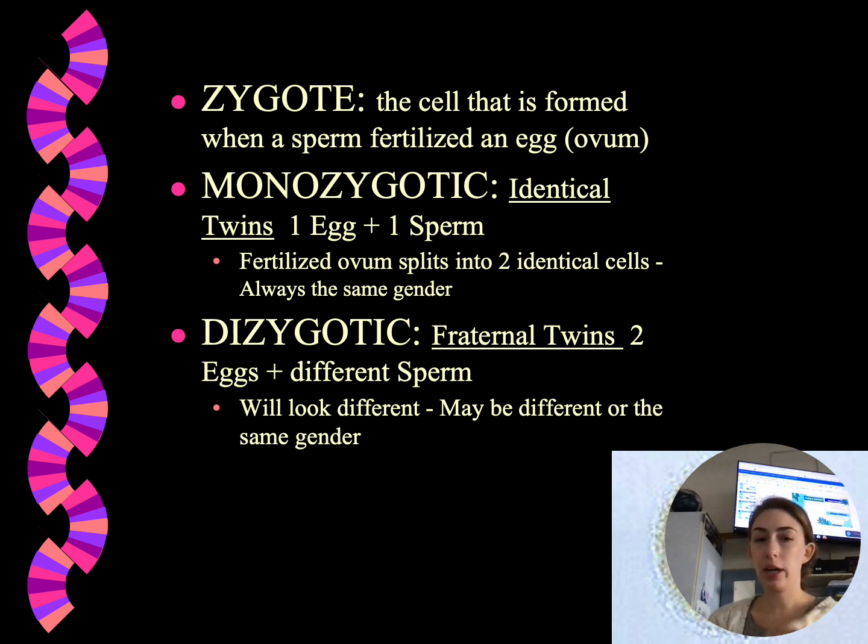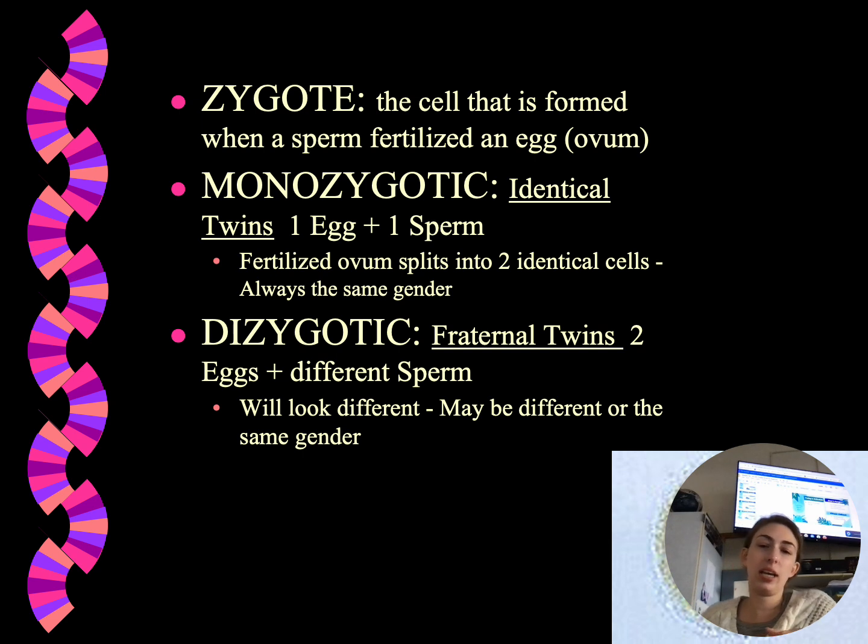Now monozygotic refers to our identical twins. So we're going to have one egg, one sperm, and those identical twins split. And so as a result, they're going to have the same exact genetic information, meaning that they're either going to be XX, XX, or XY, XY. And all that information is going to be the same. Now, please keep in mind your DNA can slowly change over time. So as time progresses, they might have slight changes in their DNA. But overall, they're pretty much the same genetic information.